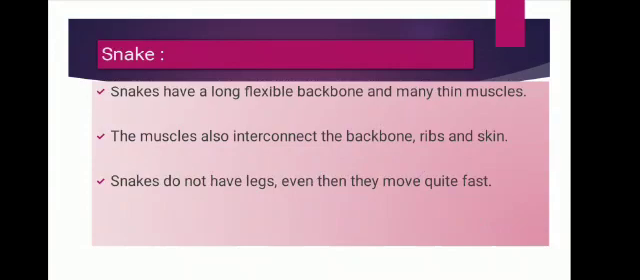Now the next topic is about the snake. The body of a snake is long and cylindrical. The snake has a long flexible backbone which makes its body bend easily to form loops. Loops means curves. It also has strong muscles connected to its skeleton. Snakes do not have legs. Even then they move quite fast.